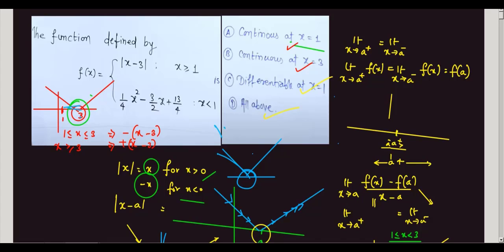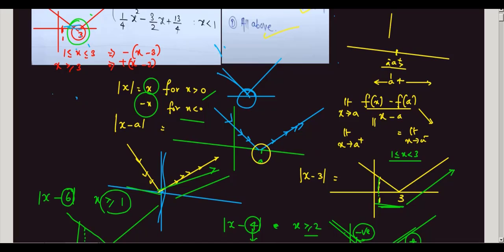So you see, where the mod function starts, at x equal to 1 and x equal to 3, that is x greater than 3. So at the point where the mod function starts, it is not differentiable. Below this area it is differentiable. Where the mod function starts, beyond that it is differentiable.